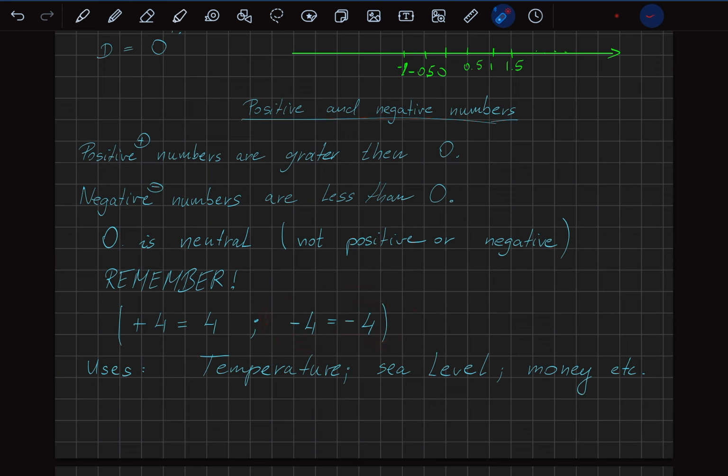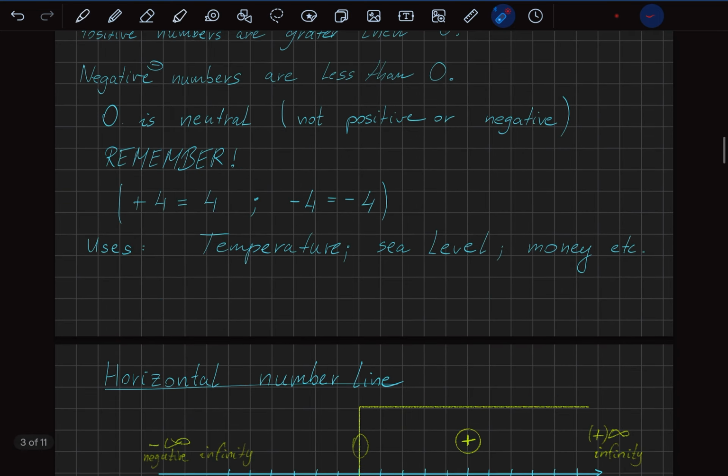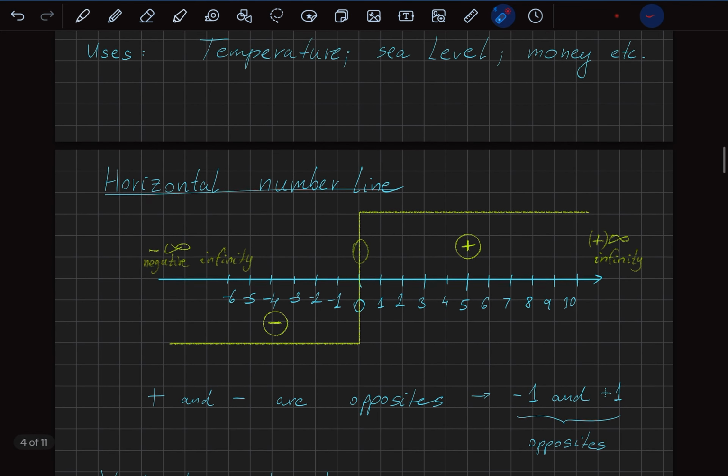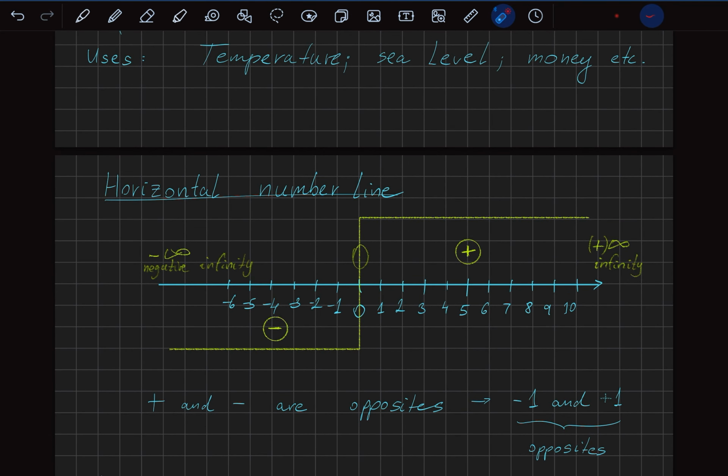Where can we use it? Temperature, sea level, and money, etc. Many places. Okay. Horizontal number line. Yes, we already talked about it. It comes from negative infinity and goes to positive infinity.